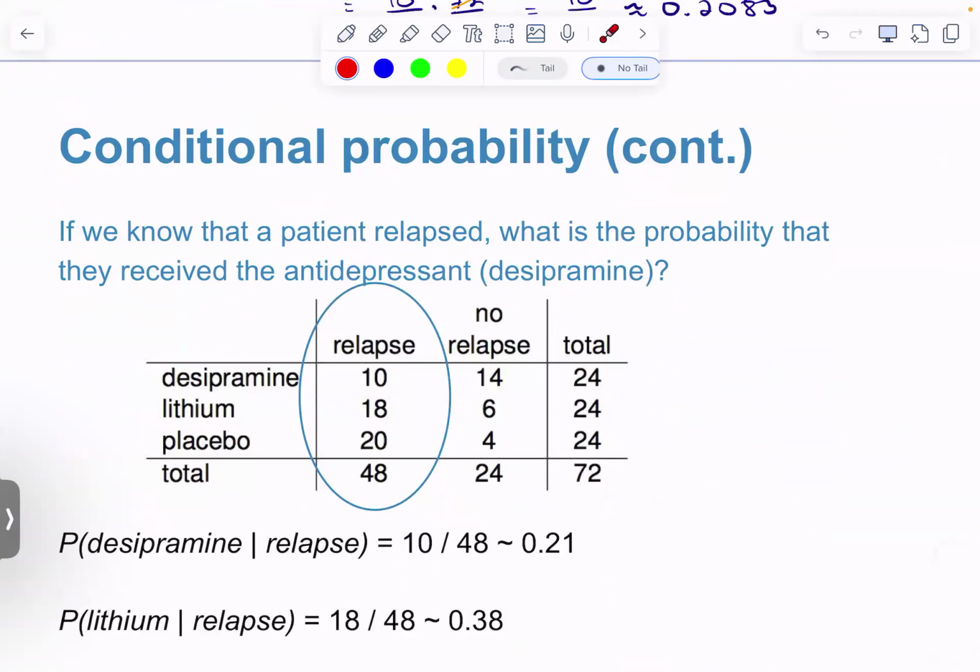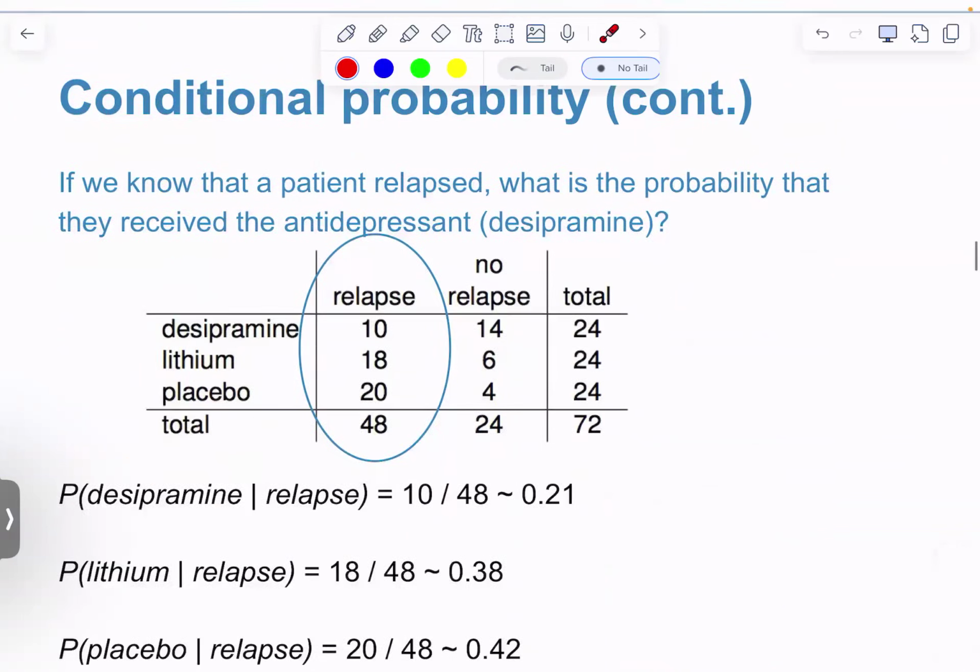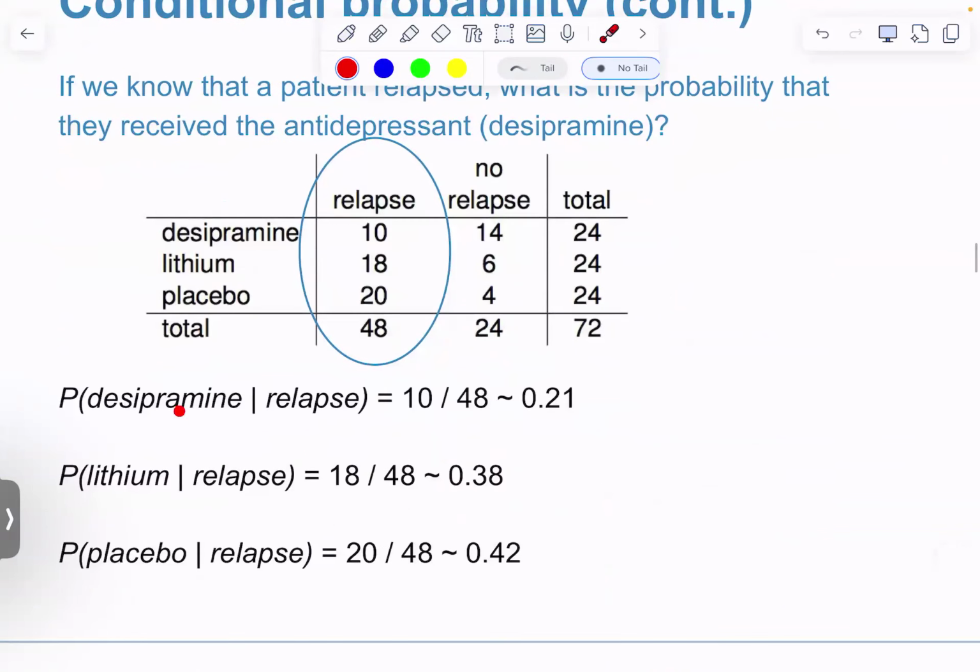If we know that a patient relapsed, what's the probability that they received the antidepressant? So now we can find the probability of desipramine given relapse. That's the one we just did, 10 over 48. Now we're just focusing on this column here, and we can find the probability that they were on lithium given that they relapsed, which has a higher probability. And the probability that they were on the placebo knowing that they relapsed is even higher.